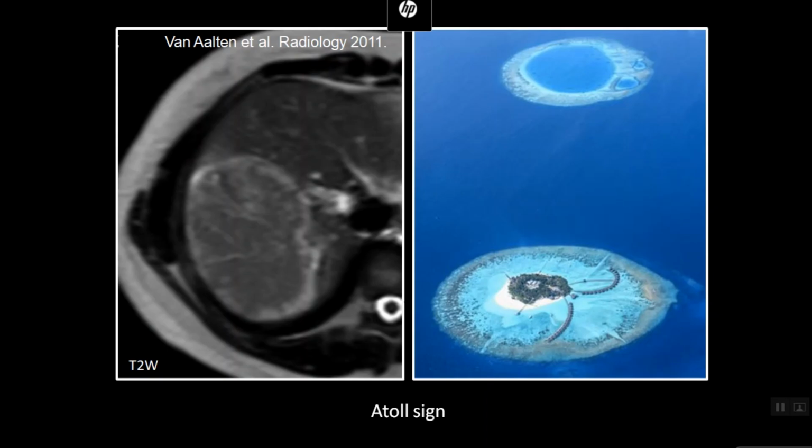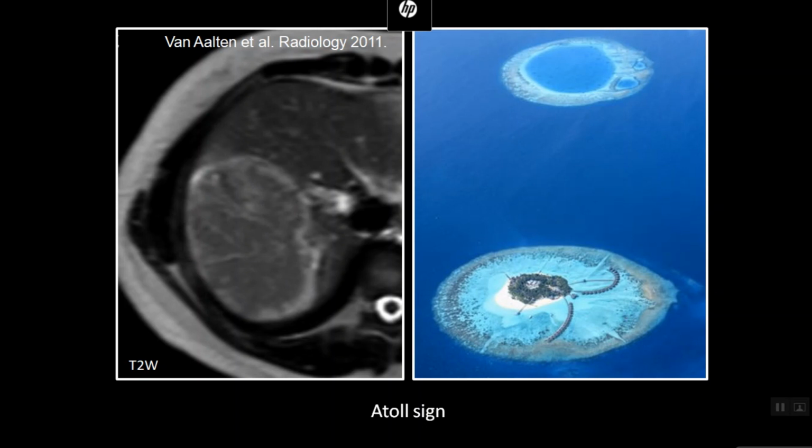Okay. Yeah, this is the atoll, right? So this is a classic photo, right, of Andaman and Maldives. So these are atolls, and you see this periphery which is sort of bright, right? So that's the atoll sign. In an inflammatory adenoma, the periphery will be bright because of compressed sinusoids, right? So again vessels, so bright. So that's the atoll sign. It's not very commonly seen. Okay, so it's a very uncommon sign, but people might ask you in the exams. So that's the atoll sign.